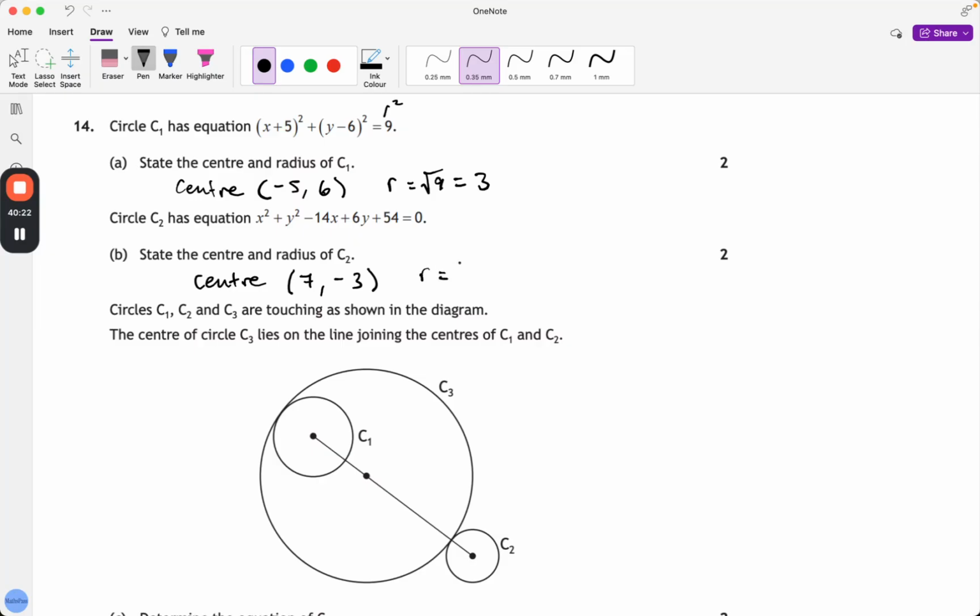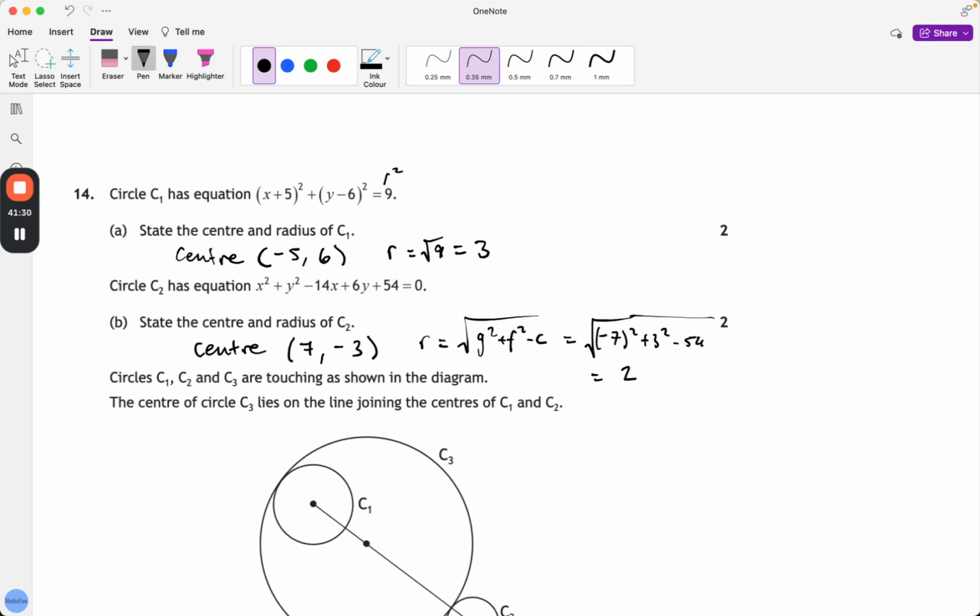And then our radius is given by the square root of g squared plus f squared minus c. And so that is going to give us the square root of, technically, minus 7 squared plus 3 squared minus 54. And I'll continue down here, so that gives us root 4, which is 2.